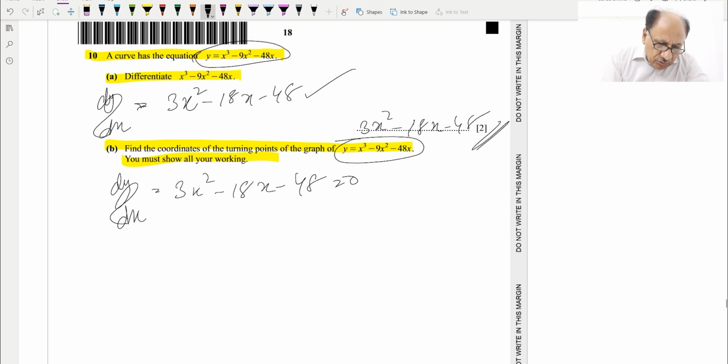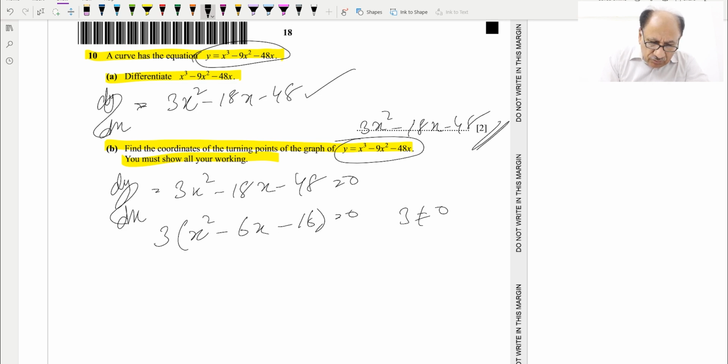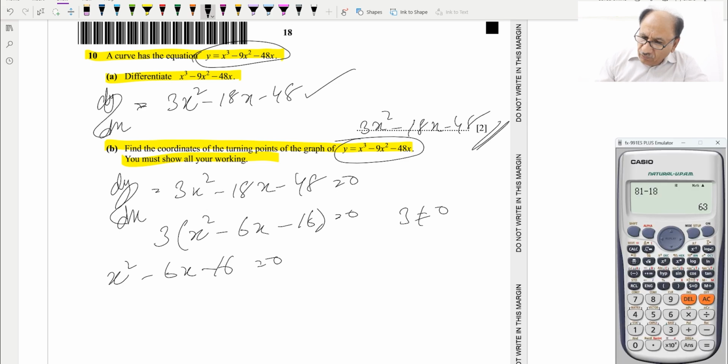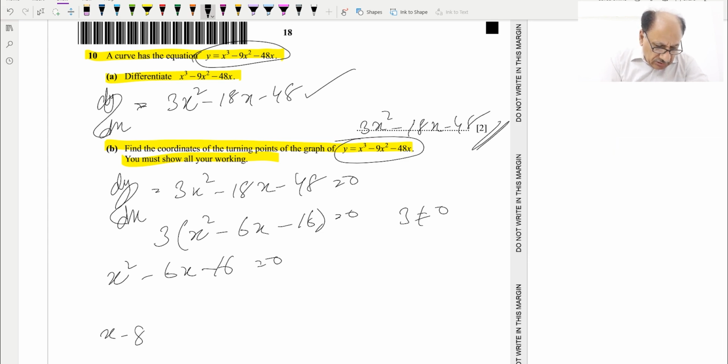and we will be finding the x value, so we can take 3 common, and inside will be x square minus 6x minus 16 is equal to 0, and we know that 3 is not equal to 0. This implies x square minus 6x minus 16 is equal to 0, and we can solve this by factorization. The coefficient of x square is 1, coefficient of x is minus 6, and the constant is minus 16, and the values will be 8 and minus 2. So x minus 8 and x plus 2 is equal to 0.